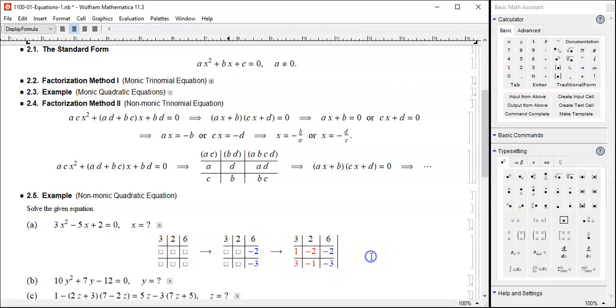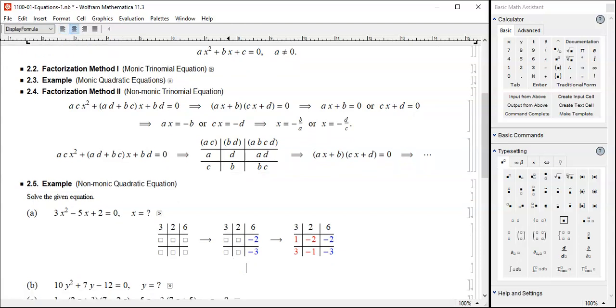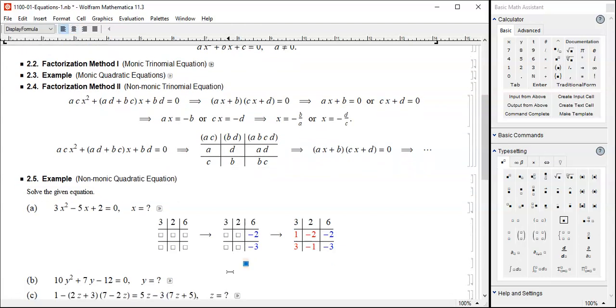And then we take the cross multiplication, crisscross. This and that. So 1 negative 1, 1x minus 1, and then 3 negative 2, 3x minus 2. So that's the factorization. By the way, we don't use 1x, we just use x minus 1.